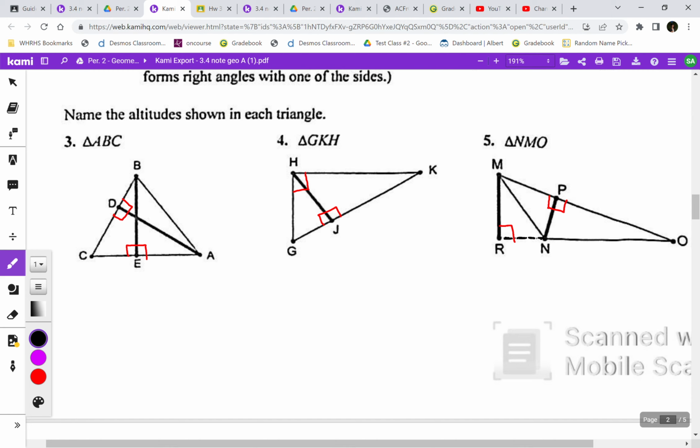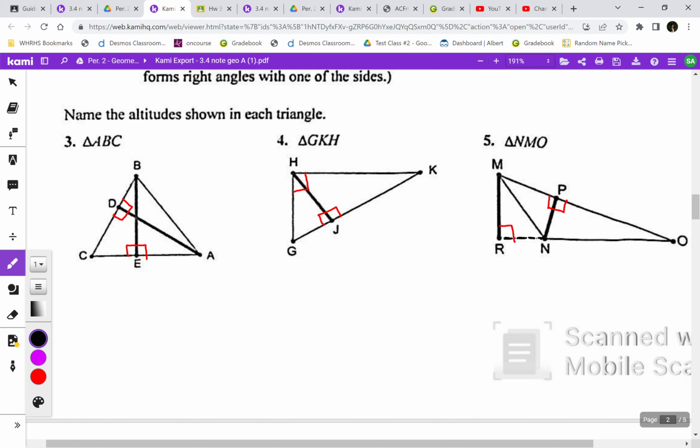How can you tell the difference between a median and an altitude, visually? Either they make right angles or they make congruent segments. Label it for me. It will always be labeled. This was my mistake that I didn't label it for you. Okay, so since an altitude has to start at a vertex, how many altitudes does a triangle have? 3, one from each vertex, right?